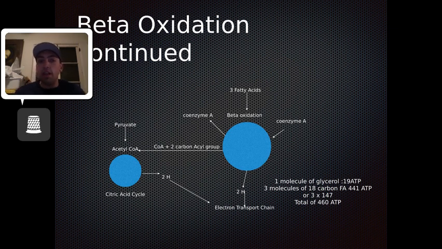When we're counting ATP through beta oxidation, we can see that 1 molecule of glycerol is equal to 19 ATP. We can also see that 3 molecules of an 18-carbon fatty acid chain is equal to 441 ATP. Or if you prefer, 1 molecule would be equal to 147 ATP. So in total, from 1 molecule of glycerol and 3 molecules of an 18-carbon fatty acid chain, we get a total of 460 ATP from beta oxidation.